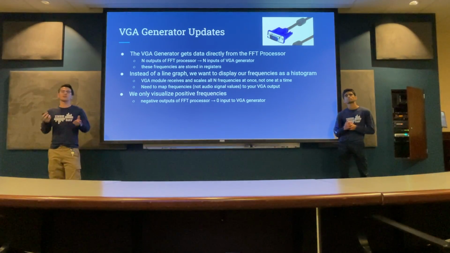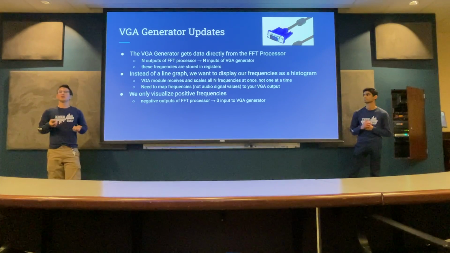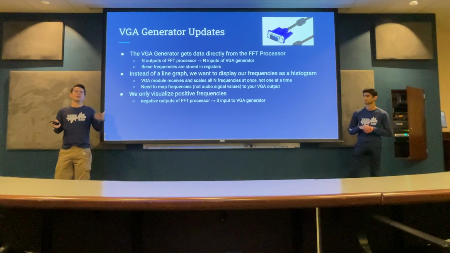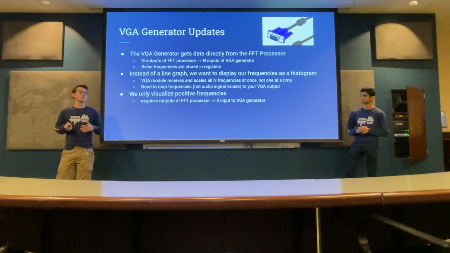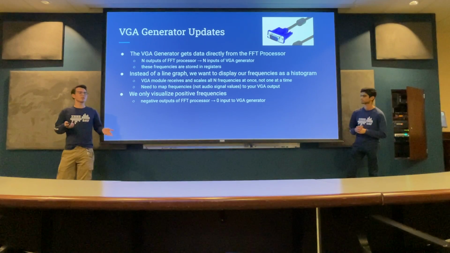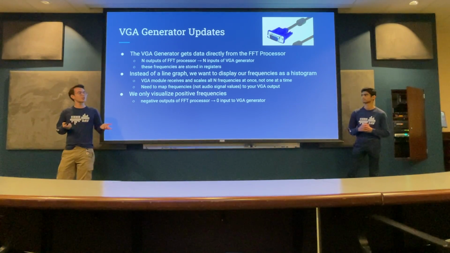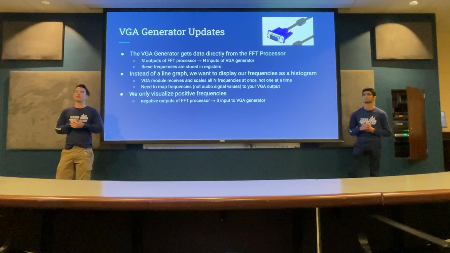Alrighty, then onto our VGA generator. This is taking data directly from the FFT processor. So if you have a 16-point FFT, then you need to have 16 inputs into your VGA generator, and these frequencies are going to be stored in registers. You could actually implement them in RAM if you wanted to, but that would be an extra feature that you could add on later.